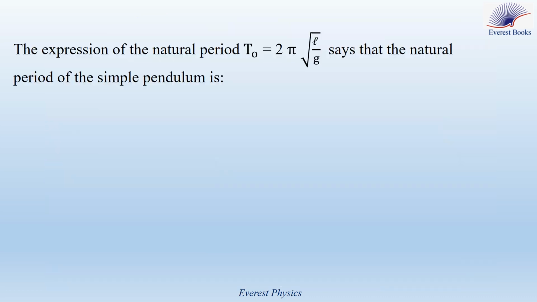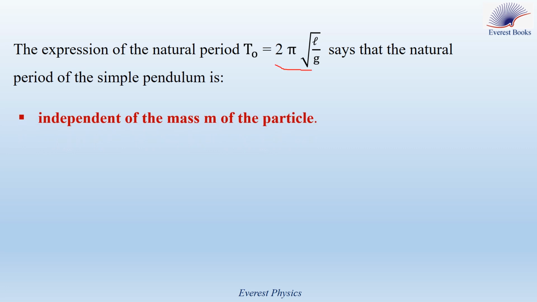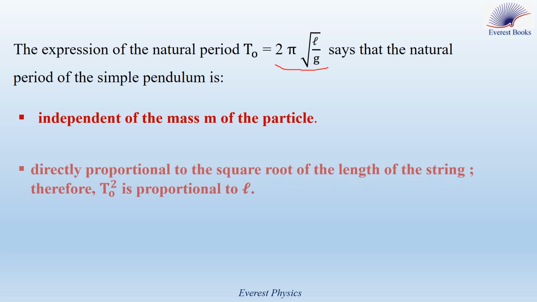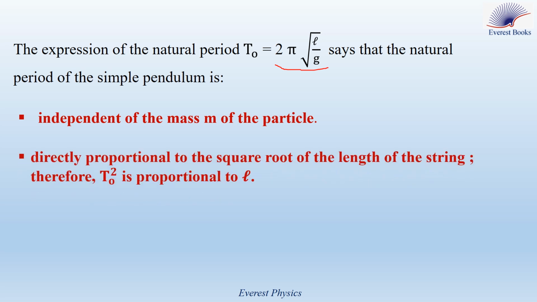The expression of the natural period T0, which is equal to 2 pi times the square root of L over g, says that the natural period of the simple pendulum is independent of the mass m of the particle, since we have no mass in this formula, and it is directly proportional to the square root of the length of the string, since the square root of the length L of the string is in the numerator. So T0 squared is proportional to L.